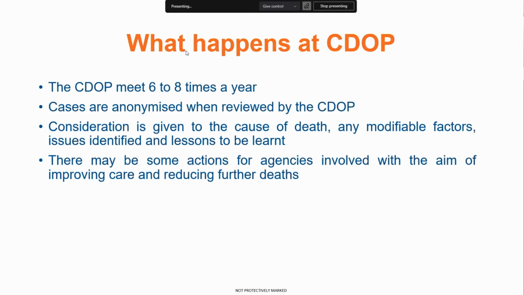The CDOP meets between 6 and 8 times per year, and what happens is obviously a lot of these cases may be known to professionals who've been involved in the case, but we anonymise any cases that are reviewed by the CDOP process, and consideration is given to the cause of death, whether or not there were any things that could be changed, some modifiable factors to the death which could have prevented that child from dying or other children in the future in similar circumstances, and any issues and lessons that can be learnt from that.